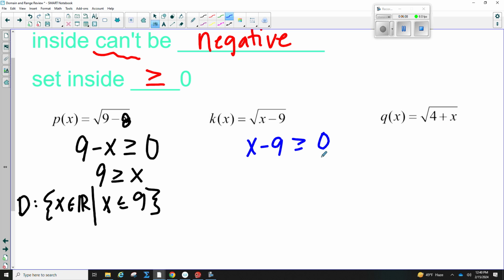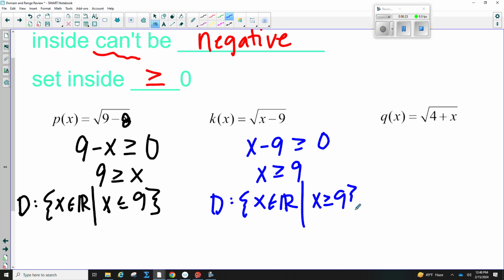Add the 9 over to the other side. So x has to be greater than or equal to 9. All right, so my domain would be x is an element of the reals such that it is greater than or equal to 9. That would give me all positives. So we'd be good to go. If I plug in 10, 10 minus 9 is 1, and I'm happy. If I plug in 11, 11 minus 9 is 2, and I'm happy.